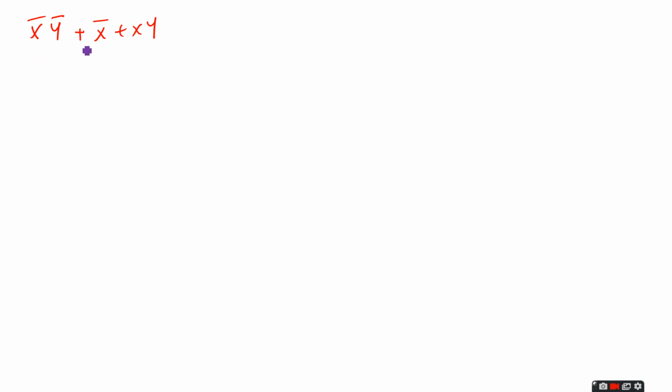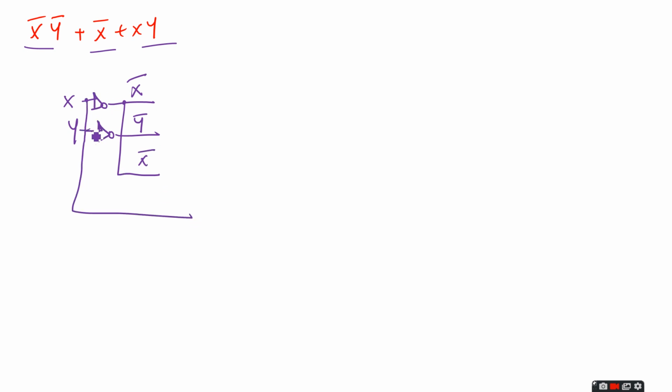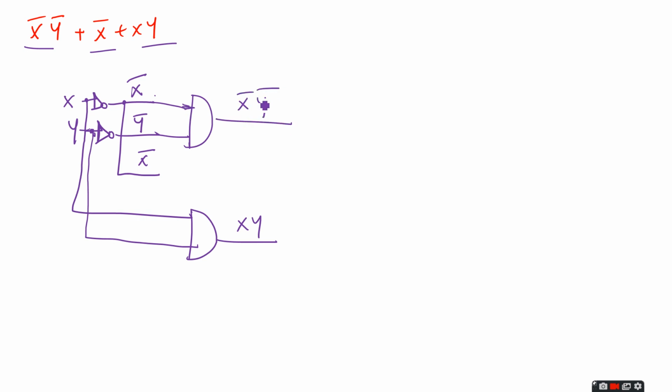Then X complement Y complement plus X complement plus XY. So we'll take each term separately. We'll take X, pass it through a NOT gate, and we'll get X complement. Then Y, pass it through a NOT gate, and we'll get Y complement. Then X complement is here, we'll take it like this. Then XY, we can take from here. We'll take X, then Y. We can take the connection from here, then we'll pass it through an AND gate, and we'll get XY. After that, in order to get X complement Y complement, we have to pass both of these through an AND gate, and we'll get X complement Y complement.